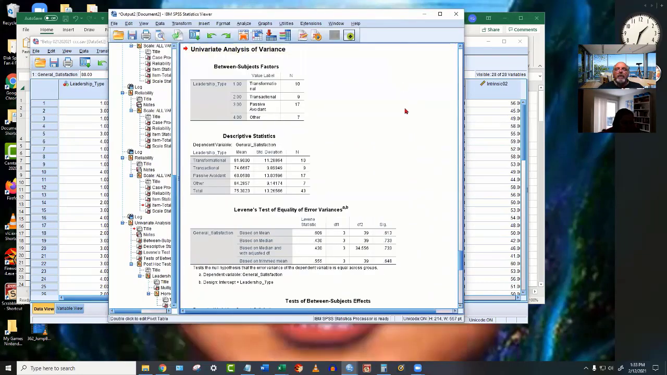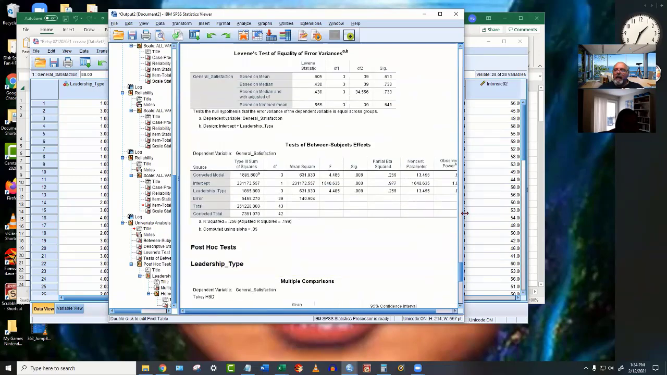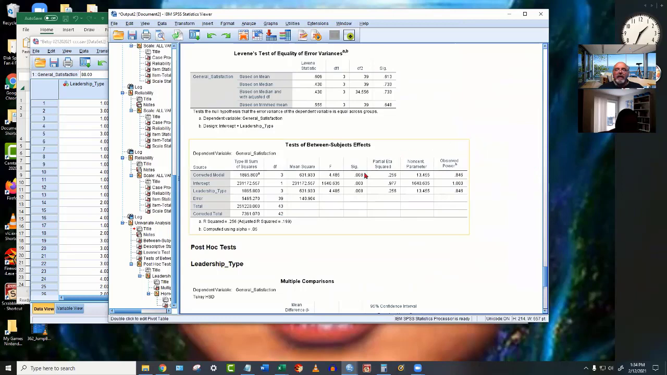Okay. So here are your means for general satisfaction, right? And I'm seeing a huge difference. Your high is other and your low is passive avoidant. So don't be surprised if there is a significant difference. And the computer says, where are you? Yes. There is a significant difference in general satisfaction scores between the four different leadership styles. Woo. And your effect size is really good. It's 0.256. And your power is acceptable, 0.846.